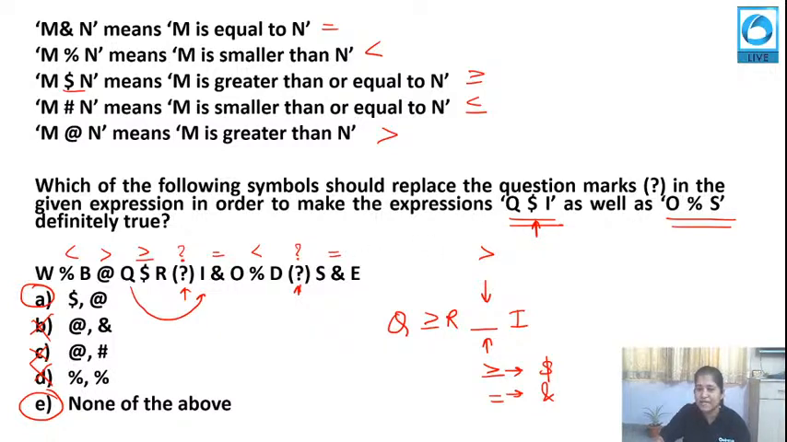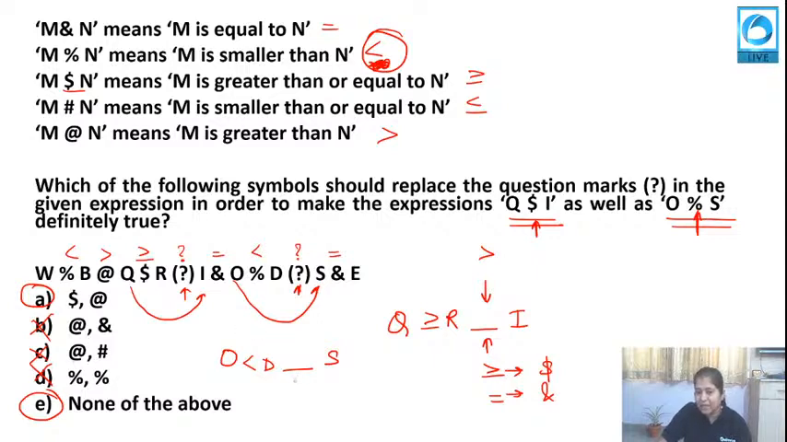So, let's see O se S dekhna hai. So, this is the relationship. So, O is less than D and we have a S here, right? So, less than aur yahan par hame symbol kya chahiye? That is a percentage. Percentage ka matlab less than hai, right? So, this is the meaning of less than. Ye aapka less than ka symbol hai, theek hai?